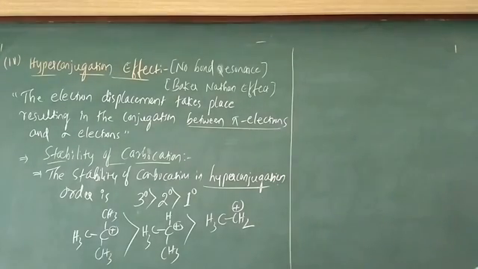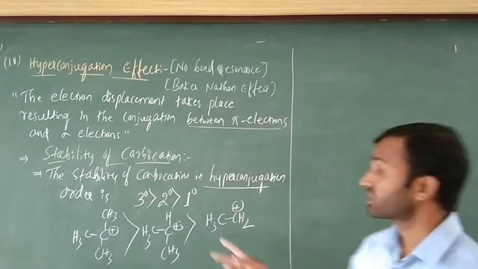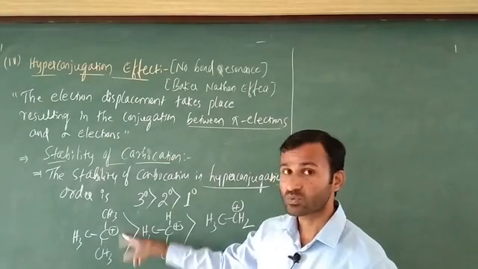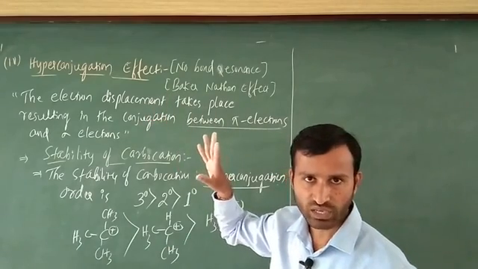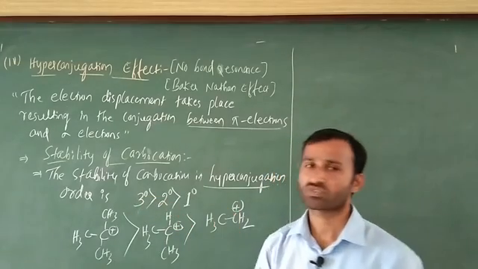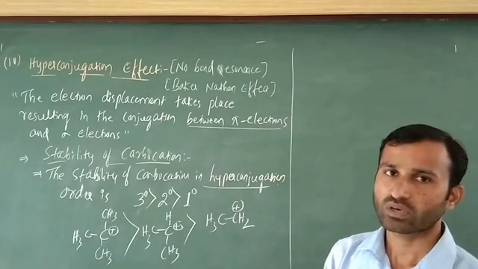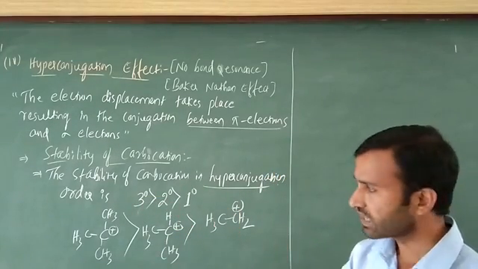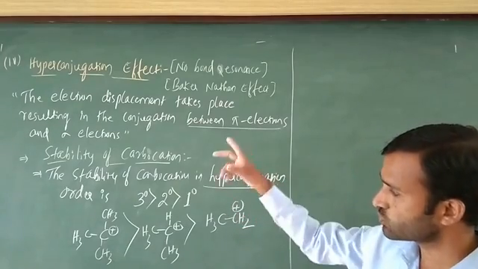Now the most important point here in this case: the reason behind this is what? Hyperconjugation effect. Okay, I told you so far. The most important thing is that tertiary is more stable, and the reason is what? Hyperconjugation effect.